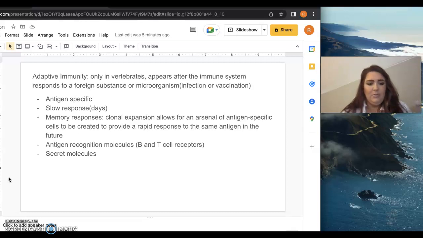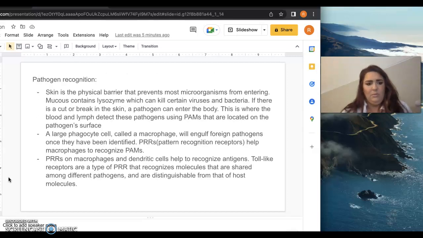It does have a memory response, and clonal expansion allows for this arsenal to be built of antigen-specific cells, so that way they can be created to provide a more rapid response to the same antigen in the future. And they are made of antigen recognition molecules, which are B and T cell receptors, and they secrete molecules.